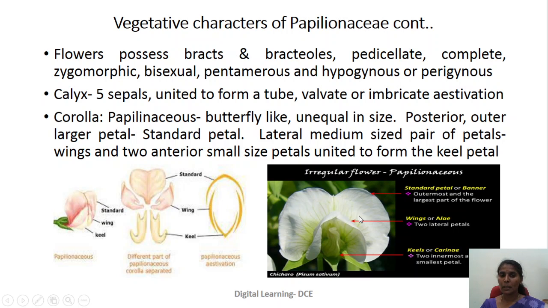So in this butterfly-like flower, we can observe one posterior standard petal called banner. Next to that, medium-sized petals are called wings or alae, and the innermost petals united to form a boat-like structure are called keel petal or carina.